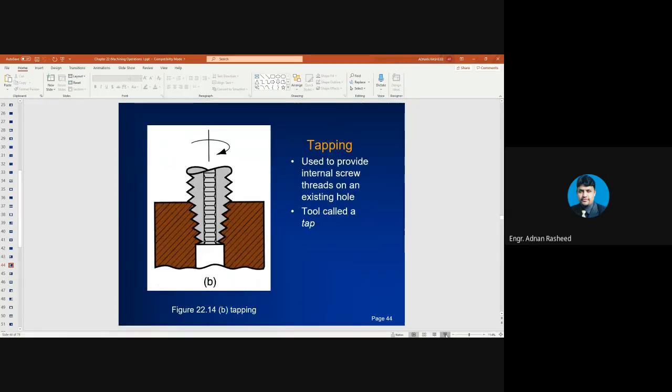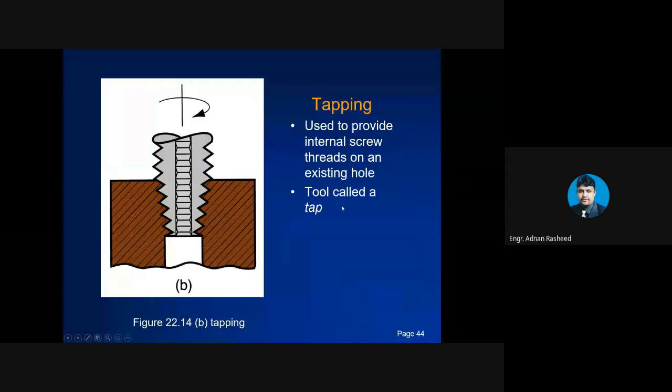The second operation is the tapping operation. Now, the tapping operation is used to create threads in the internal diameter of a hole. So it is used to provide internal screw threads on an existing hole, and the tool that is used to create the threads in the internal surface of a cylinder is known as a tap. So this is an example of a tap.